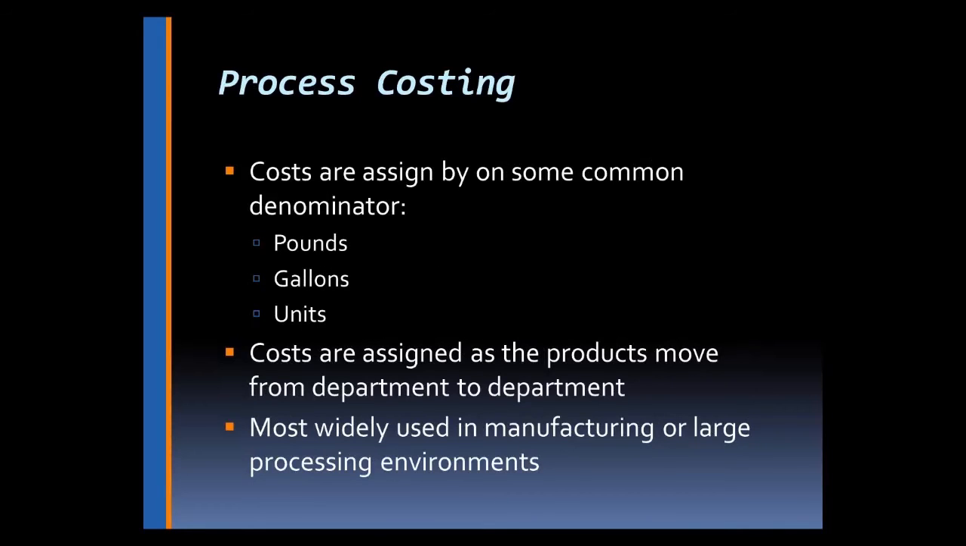The second type of costing is called process costing. This is used where the product is manufactured as it moves through a process from one step or department to the next. And we measure these costs in terms of some common denominator, such as pounds, gallons, units. So the costs are assigned to this common denominator in terms of batches as it moves from one department to the next. It's used widely in manufacturing or large processing situations.